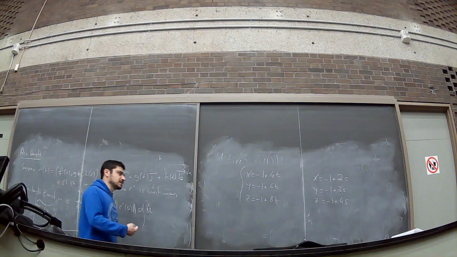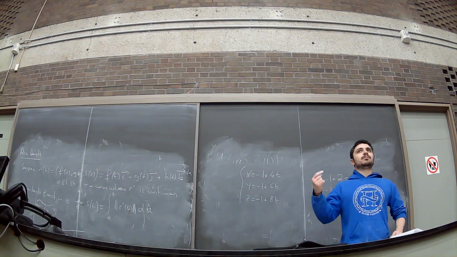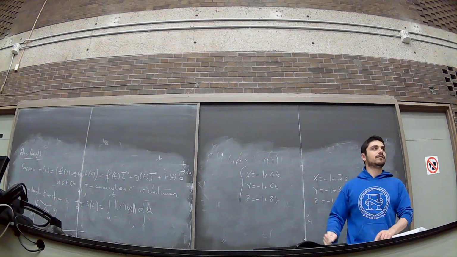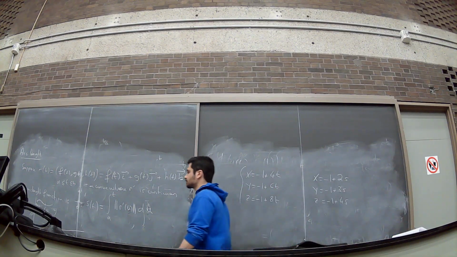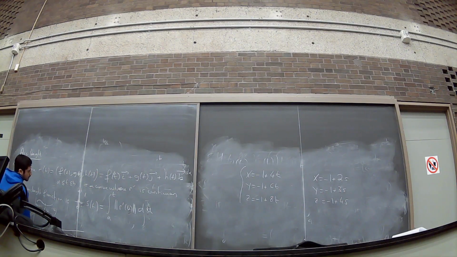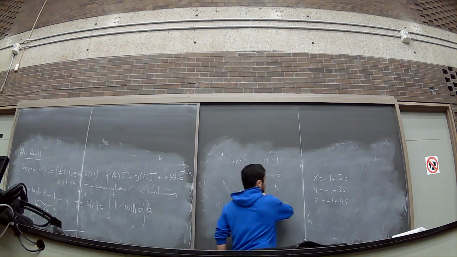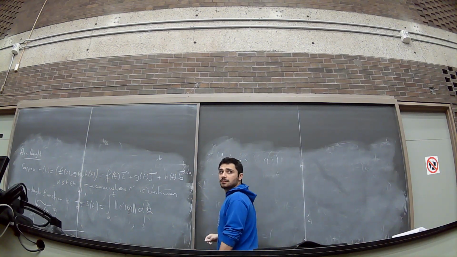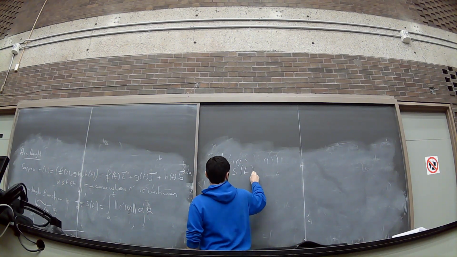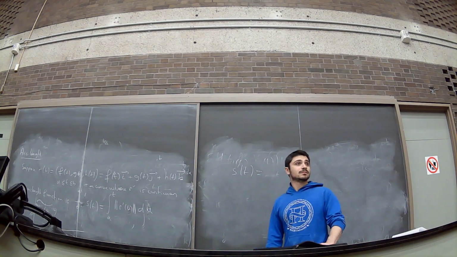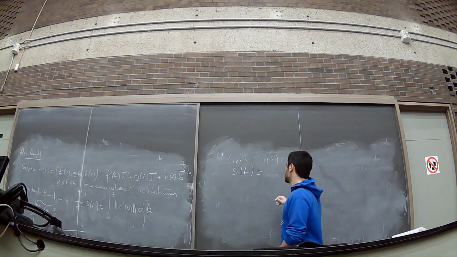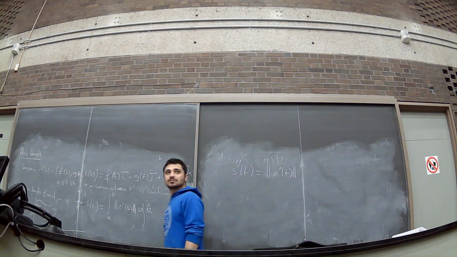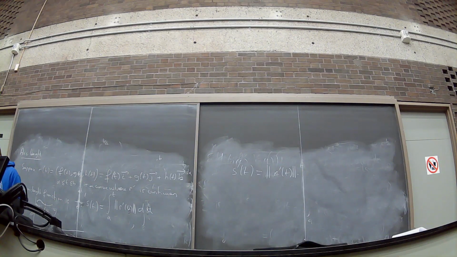Now here you must see that the curve is not overly parameterized, right? You don't parameterize it twice. You just go one turn, but you don't have to worry about that. Now, what is S prime of t? By the fundamental theorem of calculus, S prime of t is equal to the norm of R prime of t.